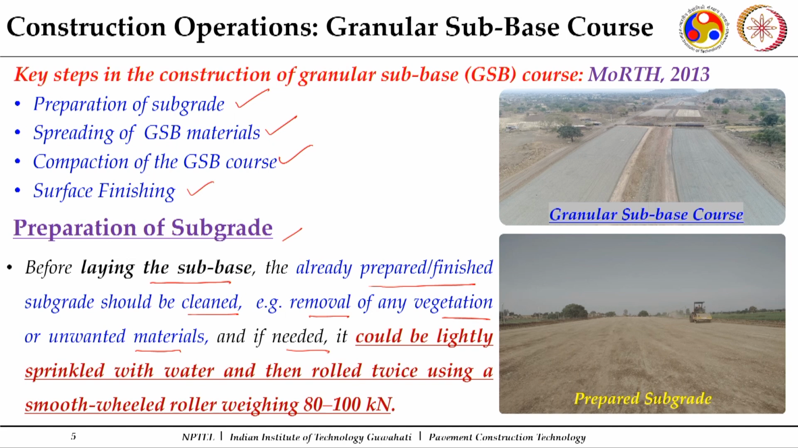So the prepared subgrade should look in this particular manner. There should be no unwanted materials present over it, and it is always better to sprinkle water and give one or two smooth passes to get a good firm foundation for placing your granular sub-base course material. Now, we already discussed that since MoRTH recommends 6 gradations, one of the gradations as per the codal requirements and as per the project requirement has to be picked up and ensured for the physical characteristics.